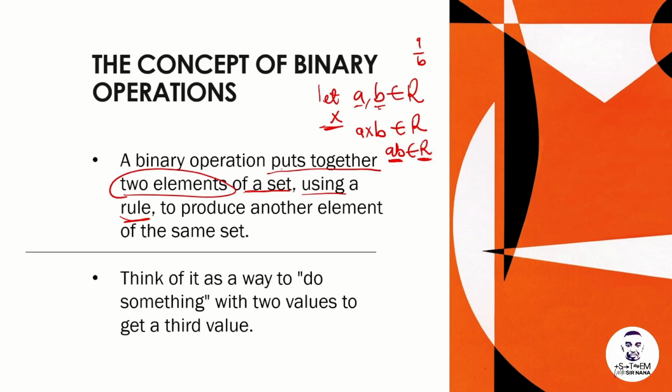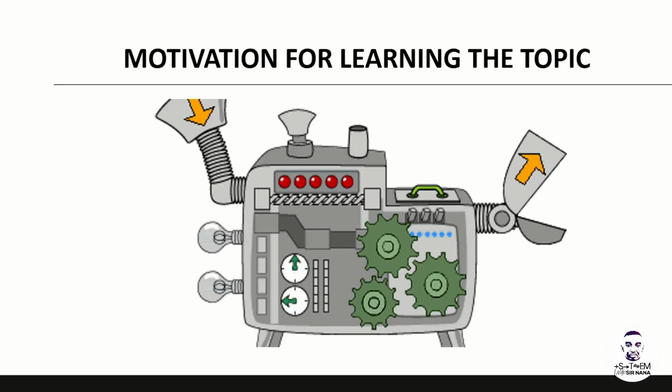Or we can also think of it as a way to do something with two values. So in this case, let the values be 2 and 3. And we know 2 and 3 belong to the set of real numbers as well. Now, we want to use addition as a rule to get a third value, as they are saying here. So it means that we have 2 plus 3, and that gives us a third value, which is 5. Now, if you can say 5 belongs to the set of real numbers, then we say that binary operation is taking place over here.